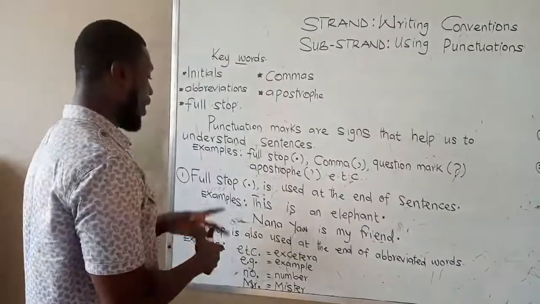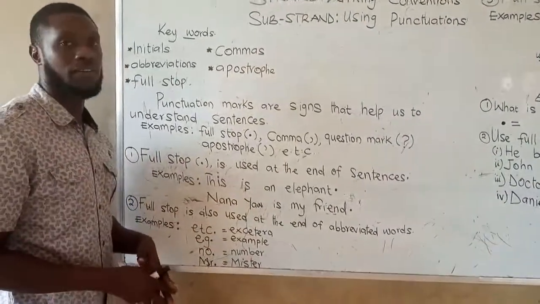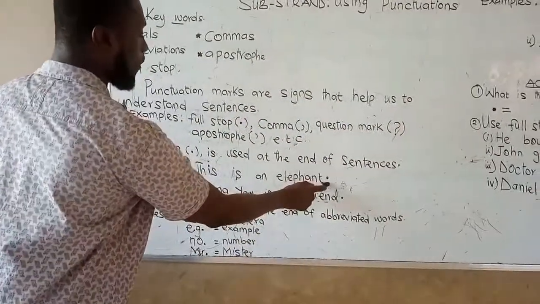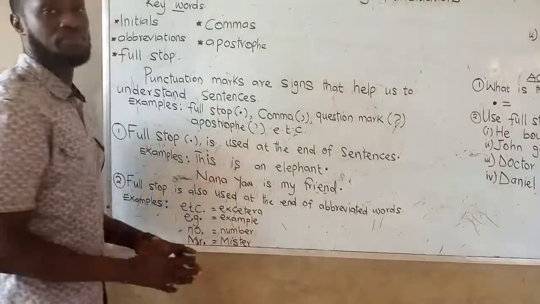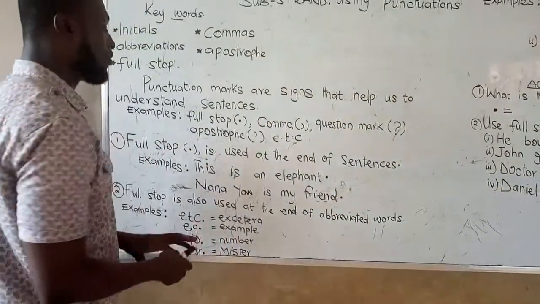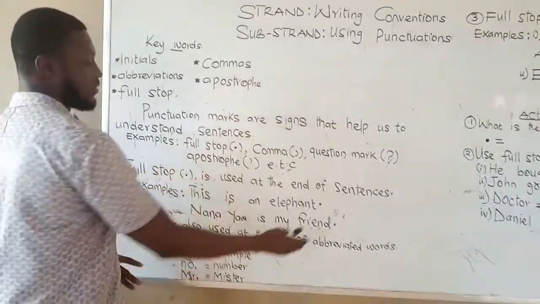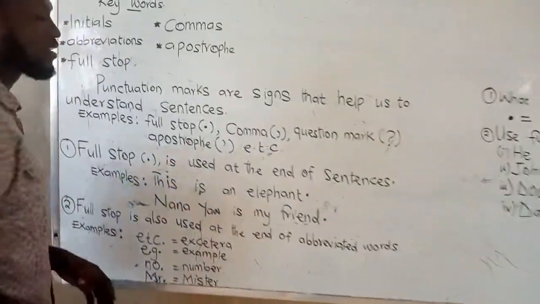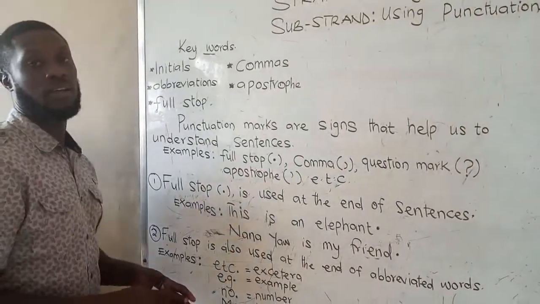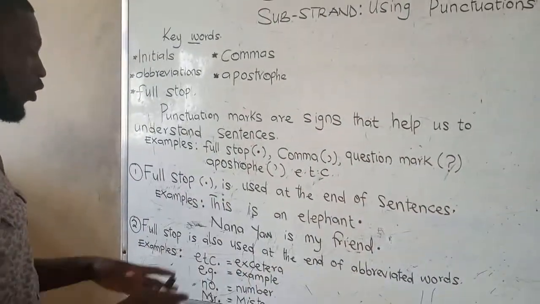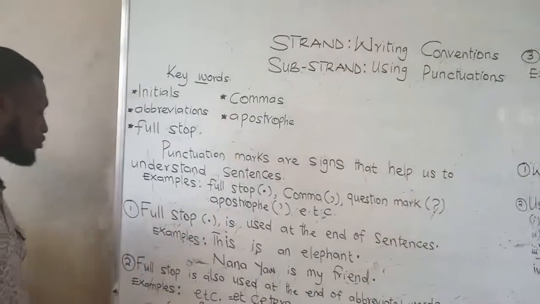Examples. One, we said, this is an elephant. This is an elephant. So as you can see, the full stop has been brought there to show that our sentence has ended. Nanayao is my friend. Nanayao is my friend. Full stop has been brought here to indicate that our sentence has ended, or this is all that we want to say.